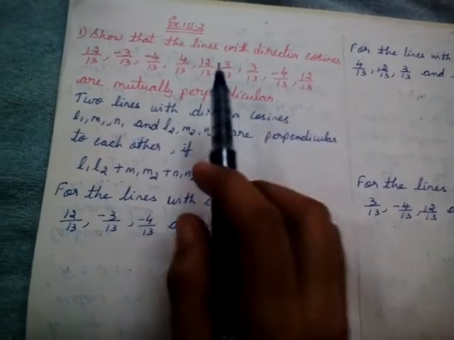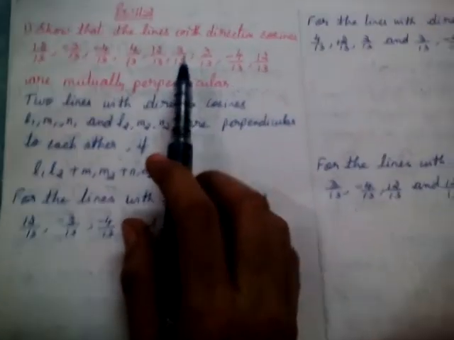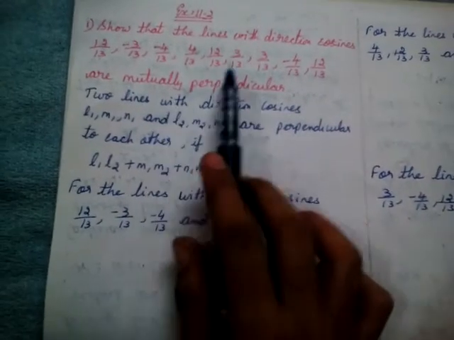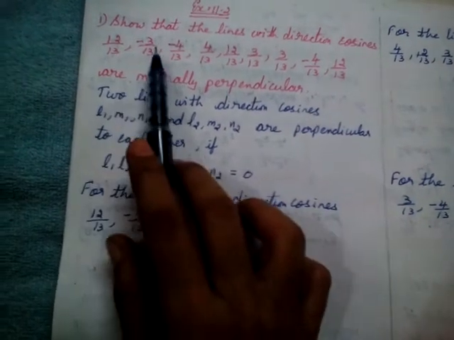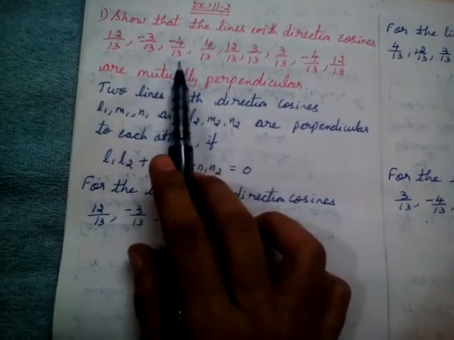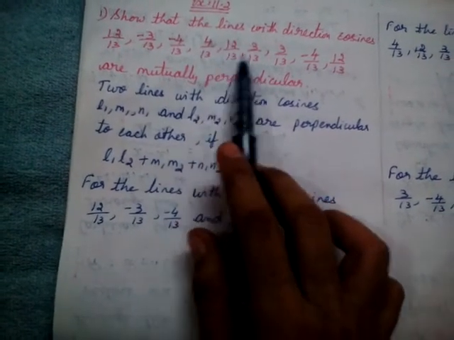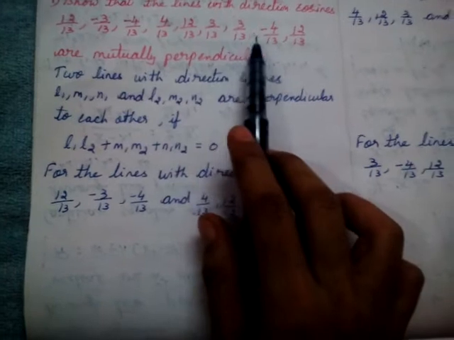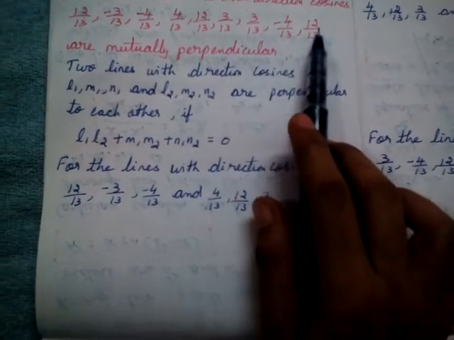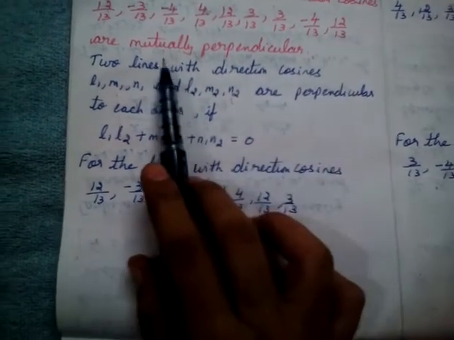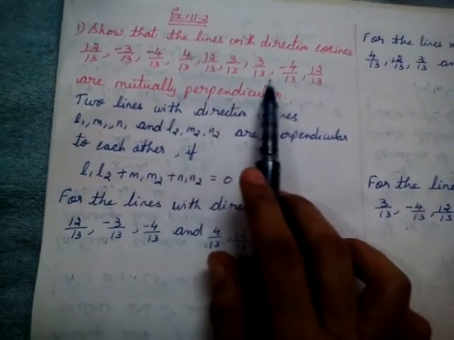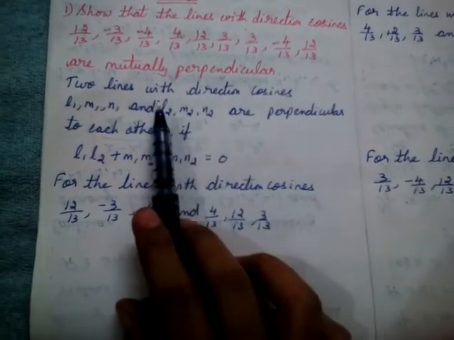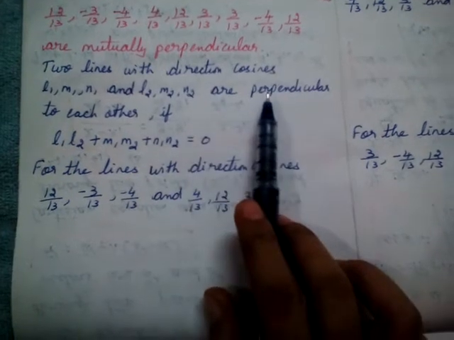The next one, exercise 11.2. It is given here: show that the lines with direction cosines 12/13, -3/13, -4/13; 4/13, 12/13, 3/13; and 3/13, -4/13, 12/13 are mutually perpendicular. So these are the direction cosines of three lines and you are asked to prove that they are mutually perpendicular.